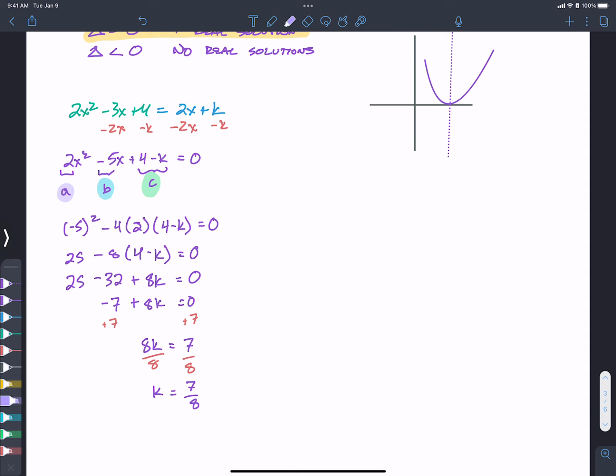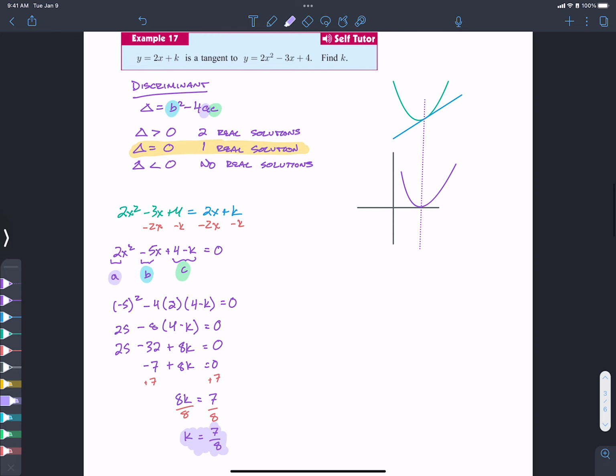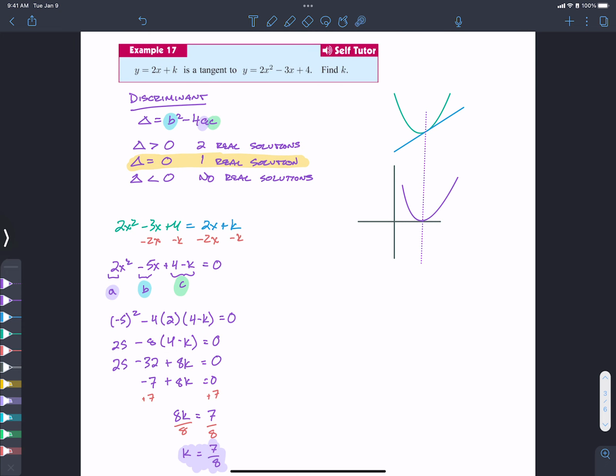So when k equals 7/8, that is when I'm going to have a value where these two things are equal to each other, where they're tangent, and where I have one intersection. So that's how we consider the different aspects of finding intersecting graphs, and I hope that helps.